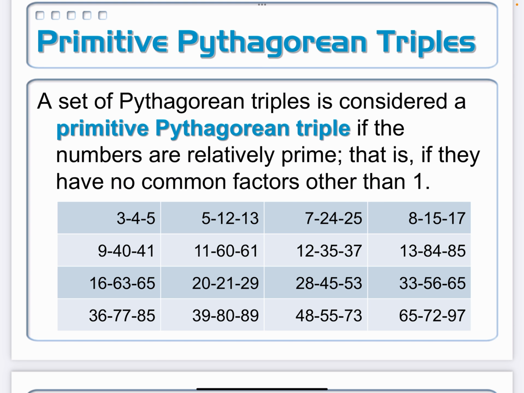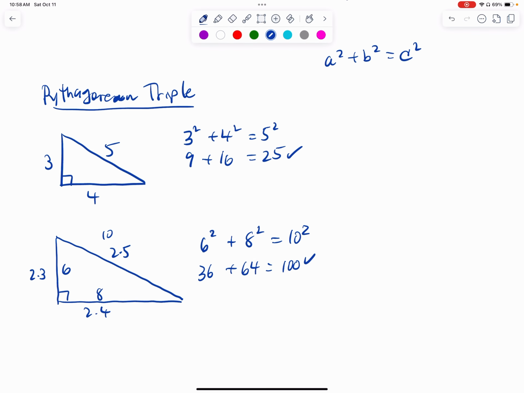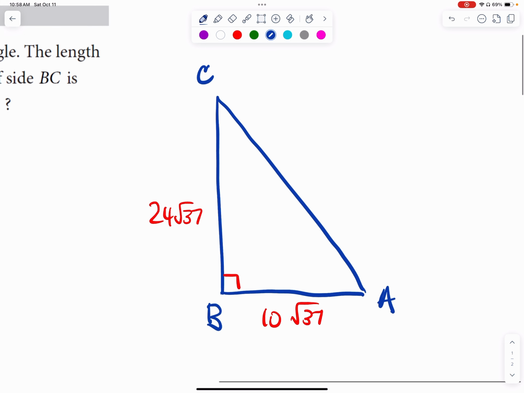That means that they don't have any common factor other than 1, and the hypotenuse here is less than 100. So this is a complete list, but you can take all of these and multiply them by some sort of scale factor and make a whole bunch more. Okay, all of that to show you how fast it would be to solve this question if you recognize this.